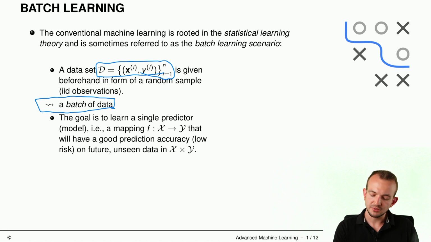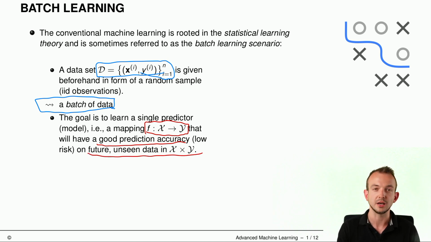And based on this batch of data, the goal in the typical batch learning scenario is to figure out what is a suitable mapping which is describing the relationship between X and Y. So what is a good model for a given model class or hypothesis space we have, in the sense that we can make good predictions with a good accuracy for data we haven't seen in our batch of data so far.